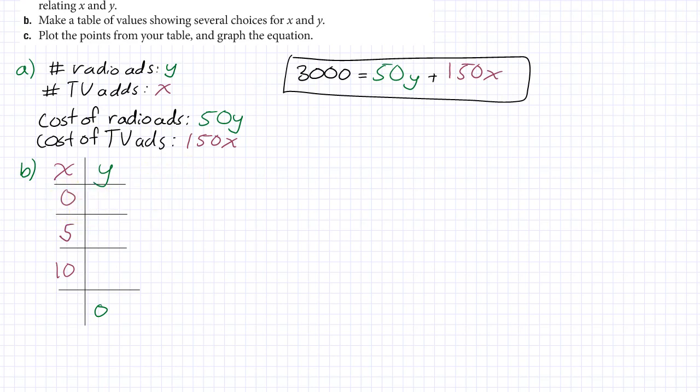If x is 0 here, this equation is going to say 3,000 equals 50y, that's the unknown part, plus 150 times 0. And 150 times 0 is 0, so we just get 3,000 equals 50y, and you can just divide both sides by 50 here, and we're going to get 60 as a result.